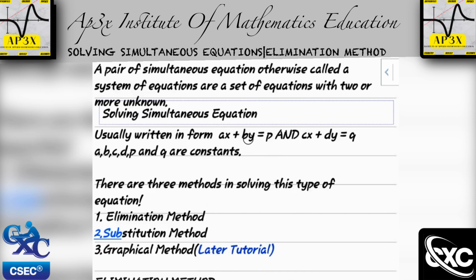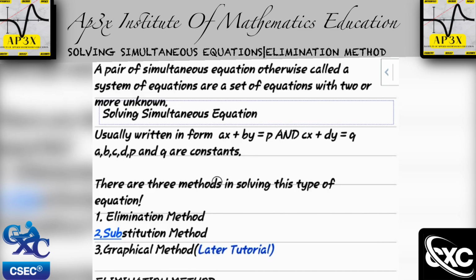So x and y are basically the repetitive variables. There's an x here, there's an x here, there's a y here, there's a y here. But notice that a, b, c, d, p and q are just random variables placed in the equation, which represent different numbers, negative and positive, fractions and decimals.